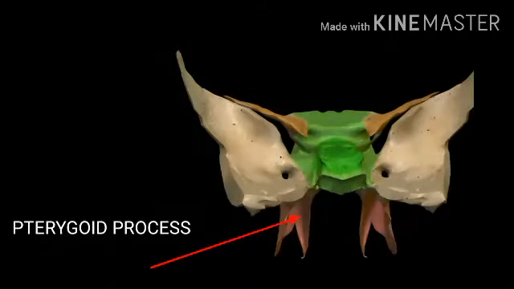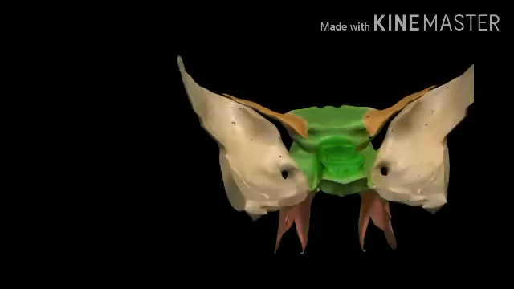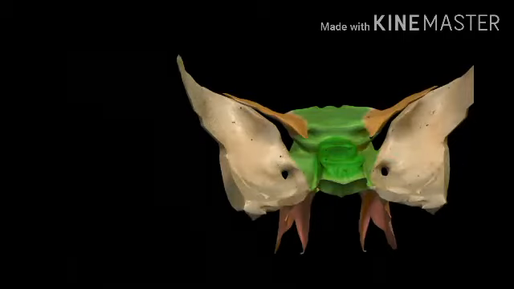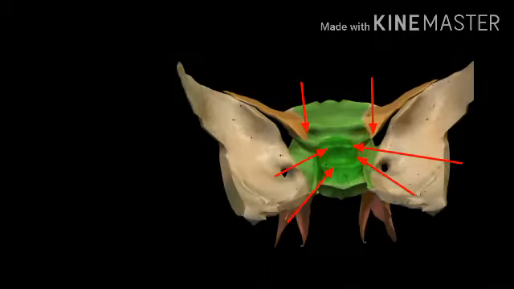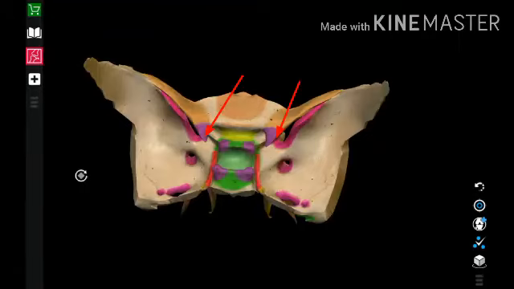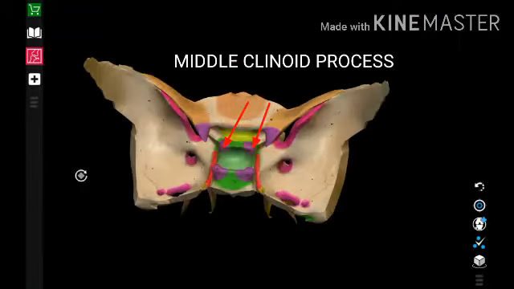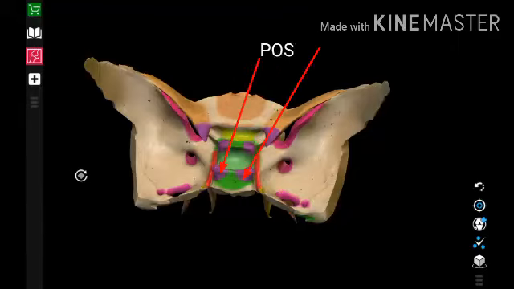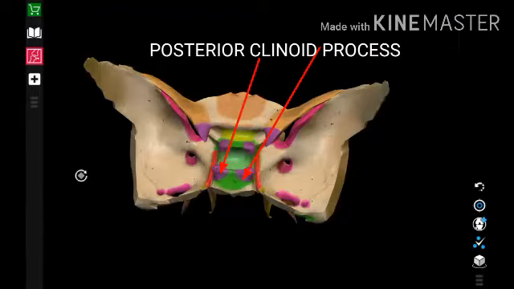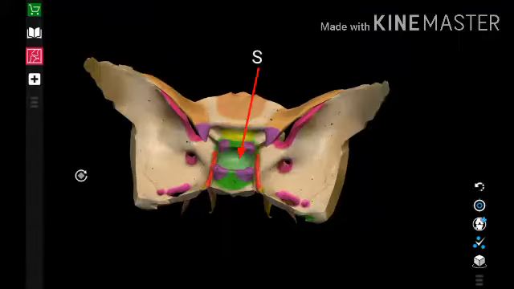As you can see, there are many processes called the clinoid processes. Here, as an extension of the lesser wing, are the anterior clinoid process, the middle clinoid processes, and the posterior clinoid processes. Here the depression is called the sella turcica.